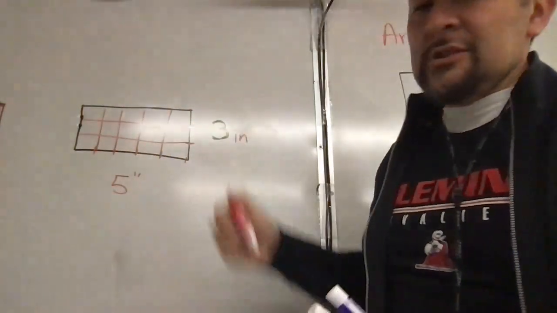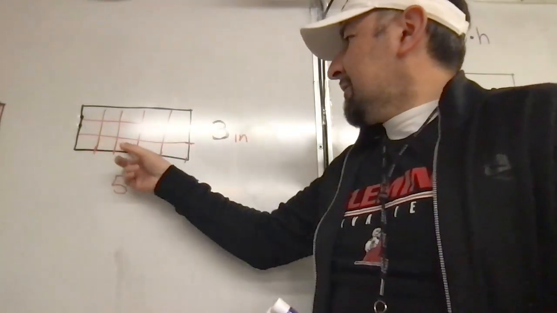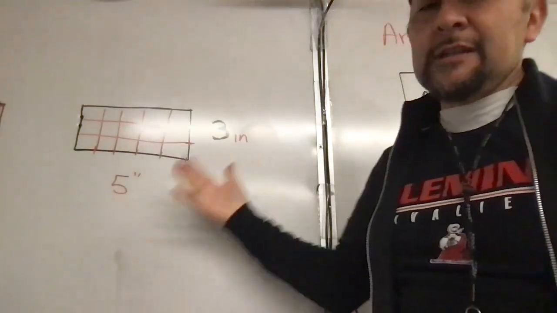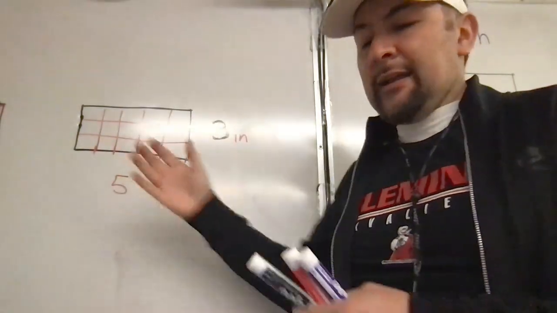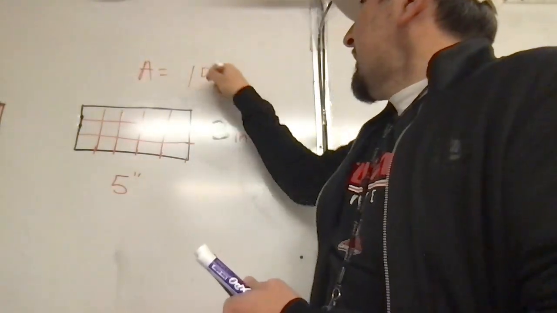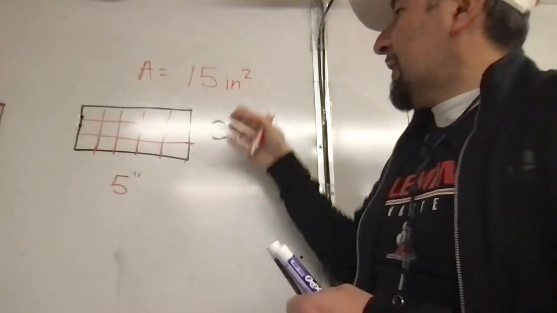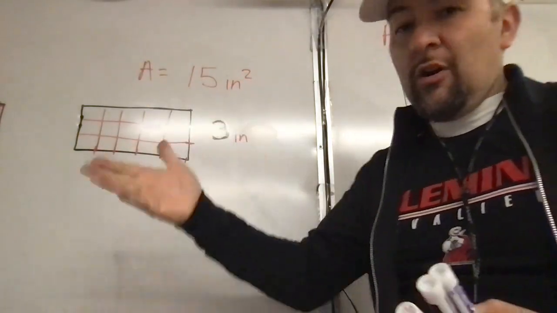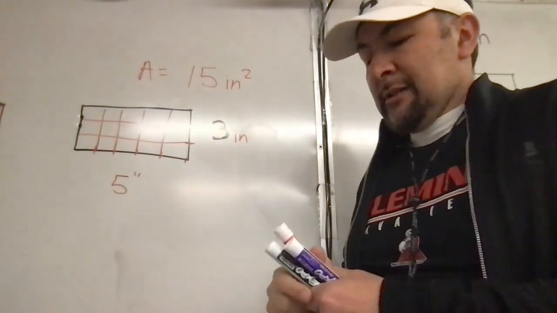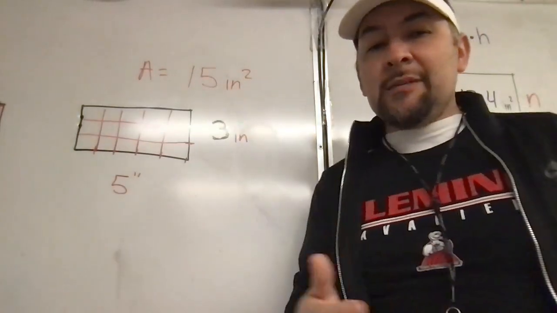2 inches, 3 inches. If I draw all the inches and then I count 1, 2, 3, 4, 5, 6, 7, 8, 9, 10, 11, 12, 13, 14, 15, I know that this rectangle has an area of 15 square inches, 15 inches squared, okay? But I don't want to have to draw it every time, so we just remember that it's base times height. So area of a quadrilateral, a four-sided figure, is base times height.